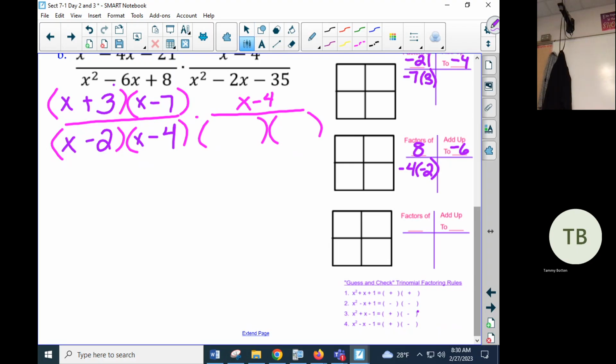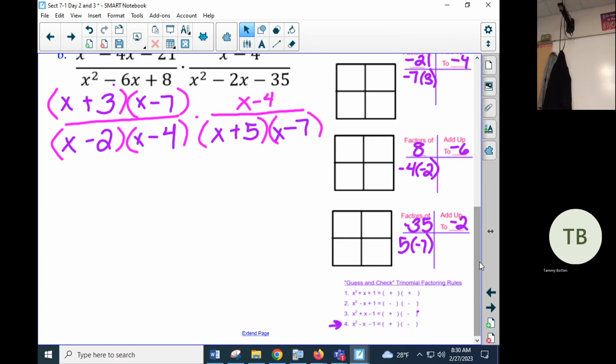And now if I go down to this one, I have a minus minus, which is this bottom one again. So I have a plus minus for my signs. If that's x squared, I do x and x. And if I have negative 35 and it has to add up to negative 2, can you guys think what that would be? 5 and negative 7. Very good. Because 5 plus a negative 7 is negative 2. So the 5 goes with the plus, the 7 goes with the minus. Now we have it all factored.